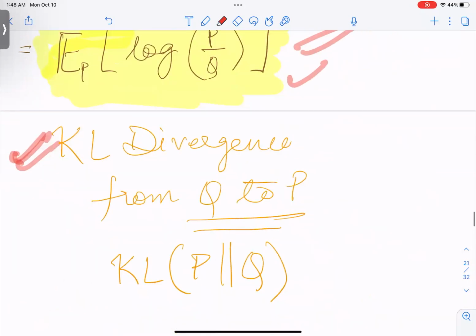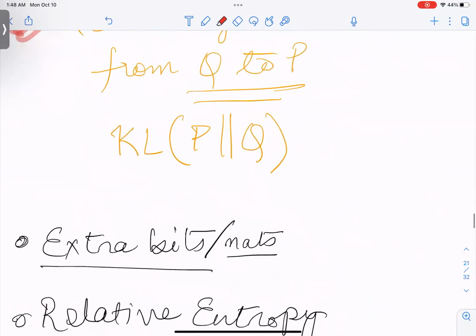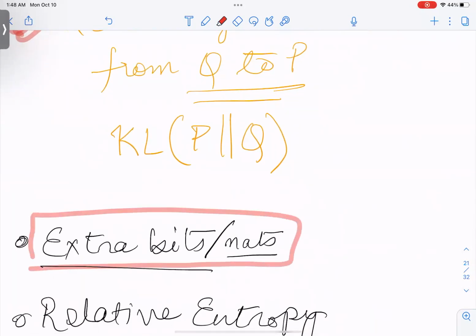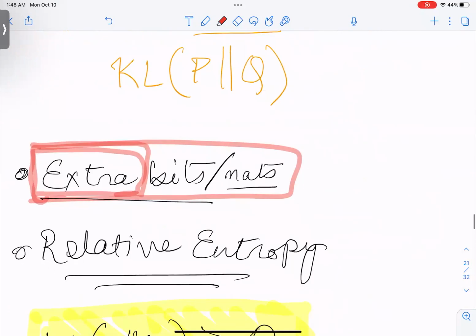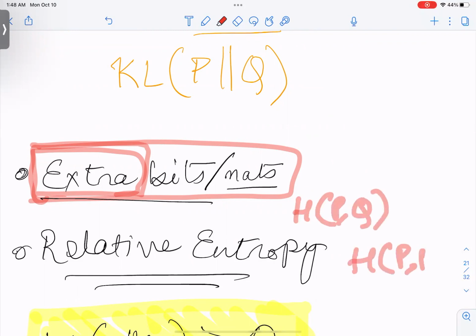The KL divergence is nothing but the extra bits, or extra information, or nats, that we need if we assume Q to be equal to P. This extra is important. This is also known as the relative entropy. Why relative? Because first we are calculating H(P, Q), and then we have H(P), and then we are calculating the difference. So this is the difference between the two distributions that we are having.